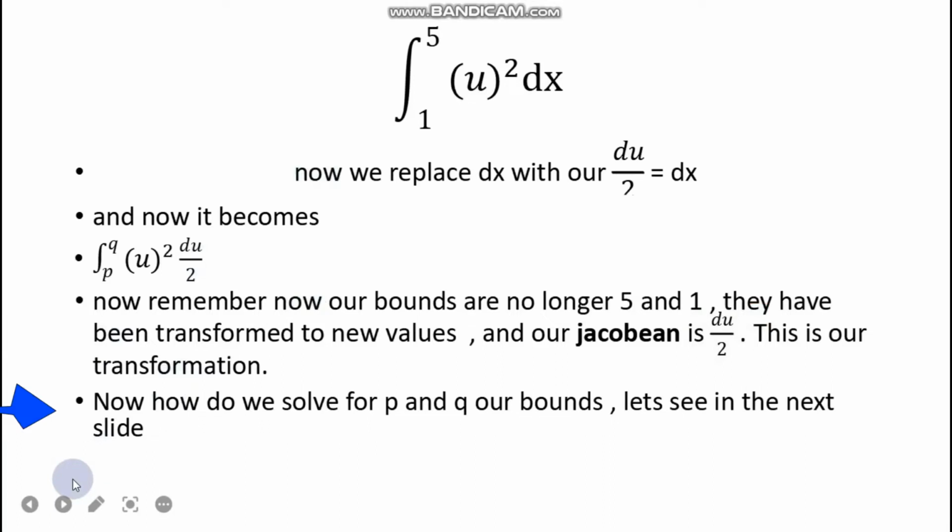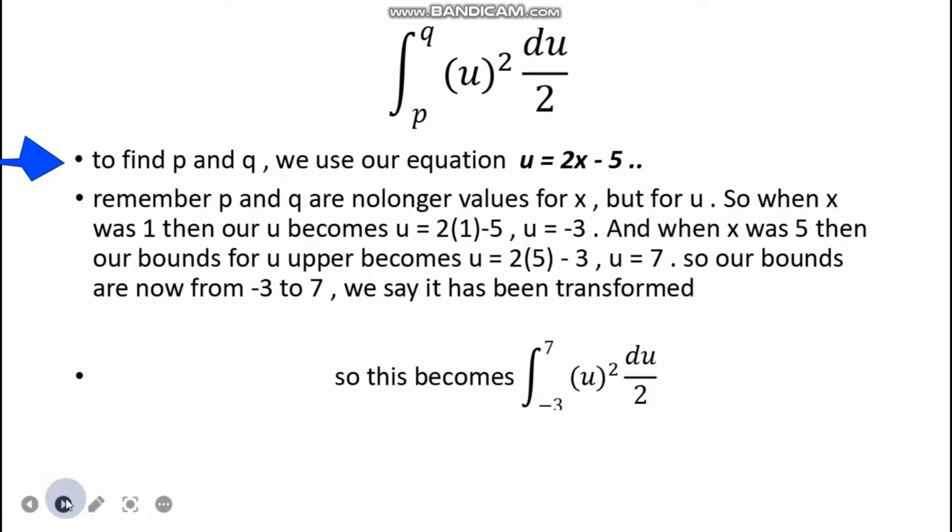Now how do we solve for p and q, our bounds? Let's see in the next slide. To find p and q we use our equation u equals 2x minus 5. Remember p and q are no longer values for x, but for u. So when x was 1 then u becomes negative 3, and when x was 5 then our upper bound for u becomes 7. So our bounds are now from negative 3 to 7, we say it has been transformed.